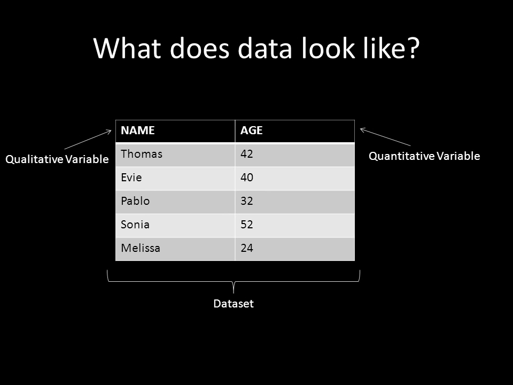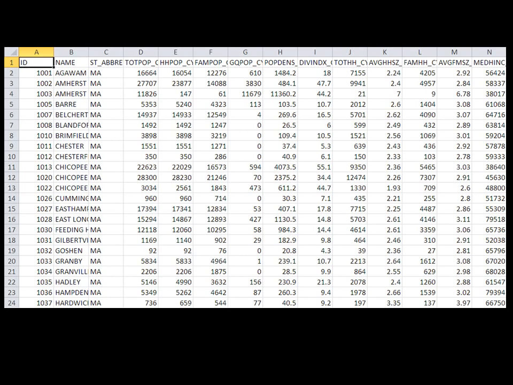Oftentimes data does not look like this. It might look quite involved. For instance, this is data obtained from the US Census, has populations of different zip codes within Massachusetts, and associated demographic characteristics like median household income and population density.